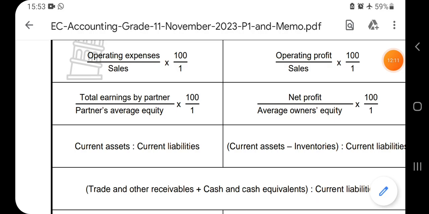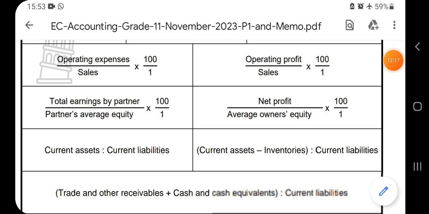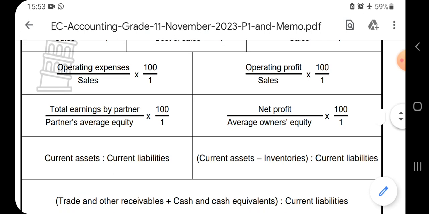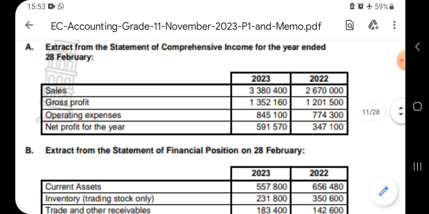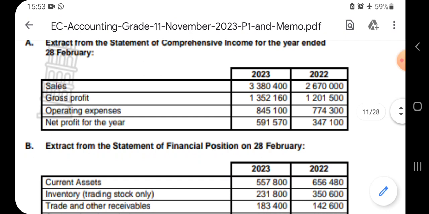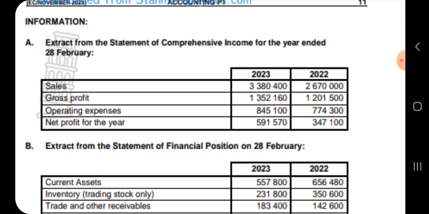So this ratio written operating expenses on sales is the one that we are going to use. So it's calculate operating expenses on sales. So use the first one, the operating expenses on sales times 100/1. And then let's look at the income statement here. It's a bit blurry, it will get better.